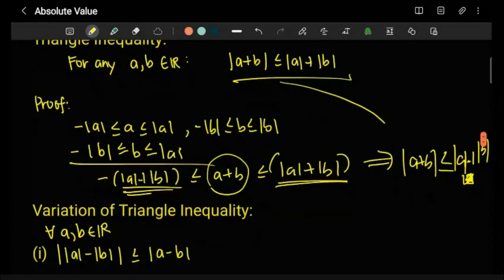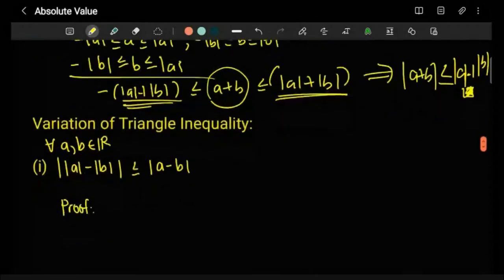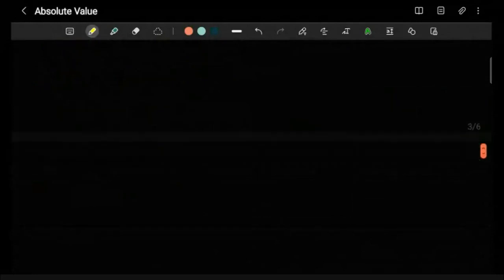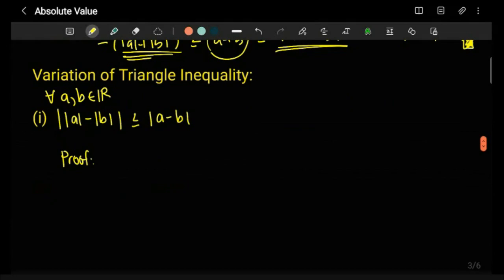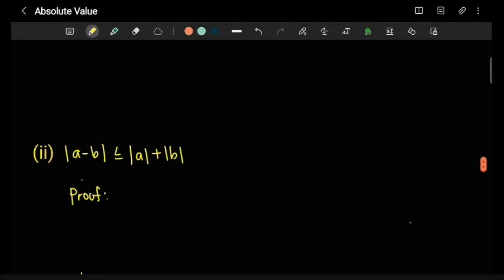There are variations of the triangle inequality. Let me show you two variations. This is one variation: the absolute value of the quantity absolute value of A minus absolute value of B is less than or equal to absolute value of A minus B. That's a variation of this triangle inequality. Another variation is this one: the absolute value of A minus B is less than or equal to absolute value of A plus absolute value of B.